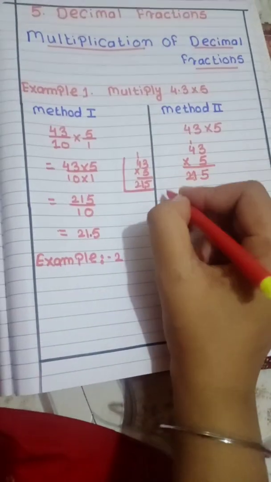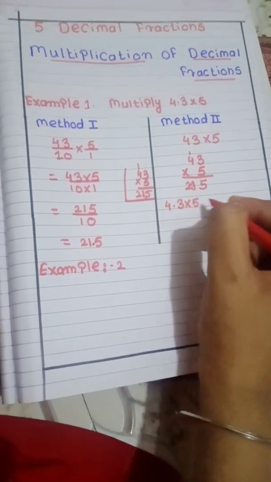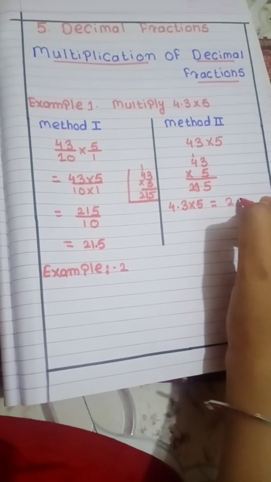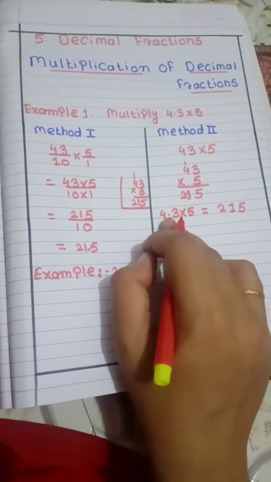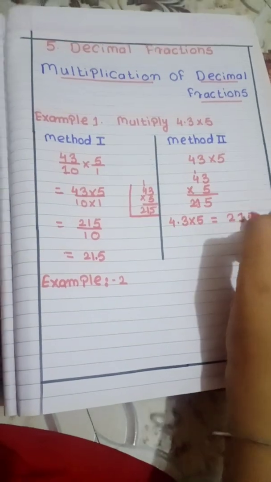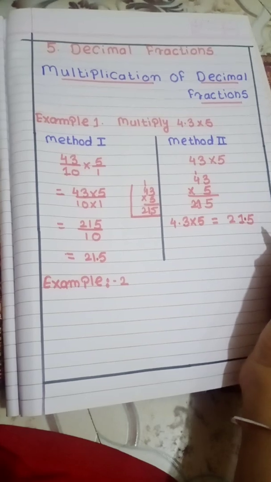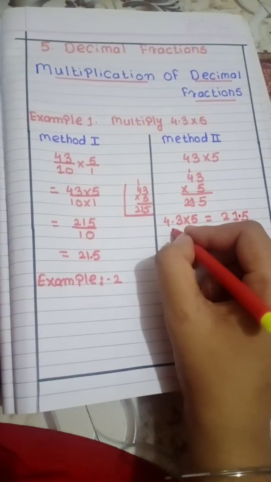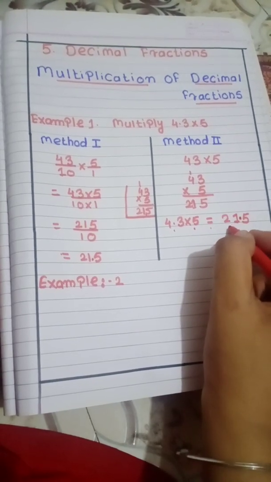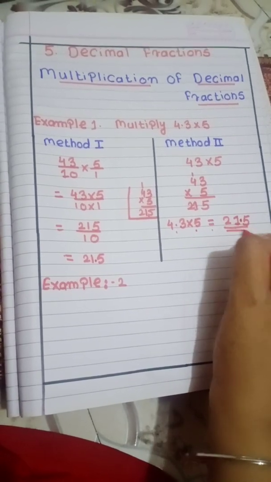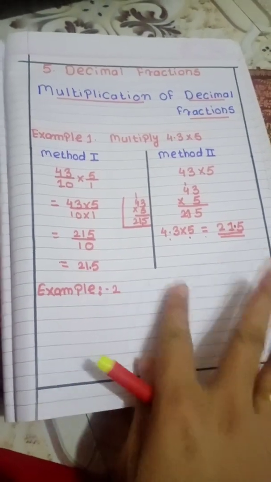So the answer I'll write as 4.3 multiply by 5 is equal to 215. But I have to write the answer in decimal point. So see, after the decimal point one number is there. So here I'll give the decimal point. So 4.3 multiply by 5 is equal to 21.5. So this is the answer. Okay students, now we'll see example 2.